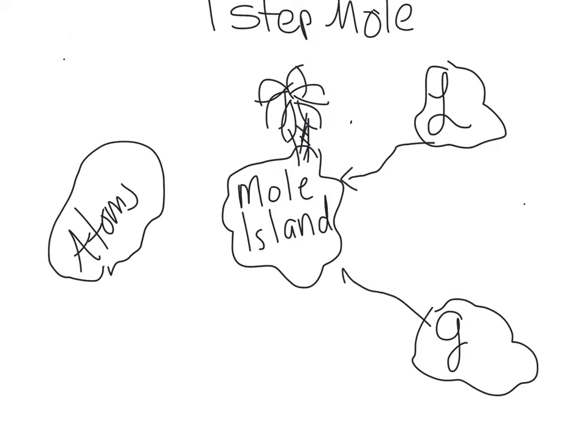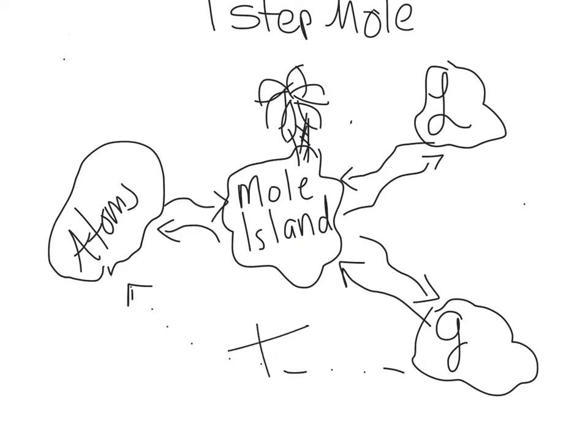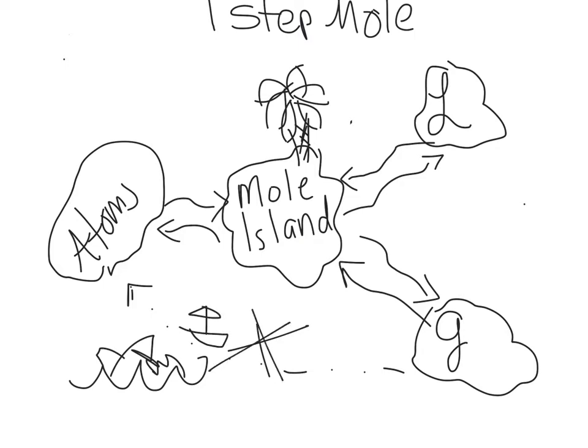You can only go to Mole Island and then back out again. You cannot go around from Gram Island to Atoms Island. That is a big, big no. There are sharks. Sharks, I tell you, that will eat you on your little boat. You cannot go that way.